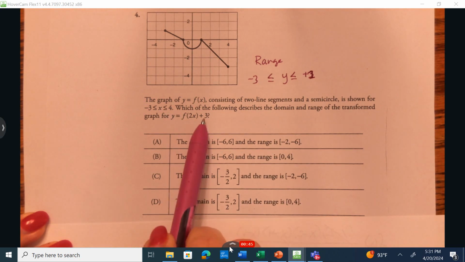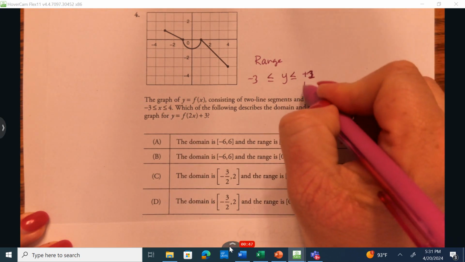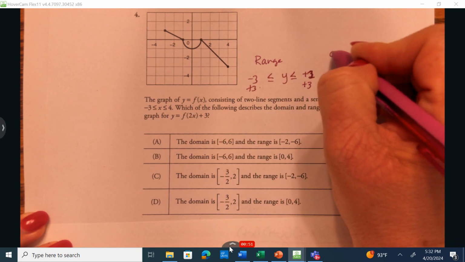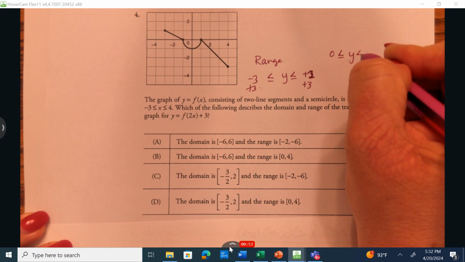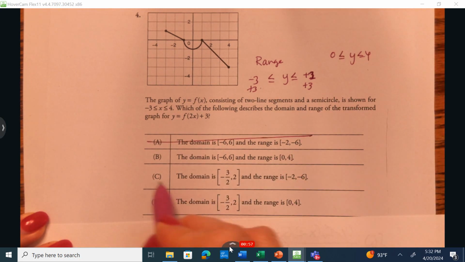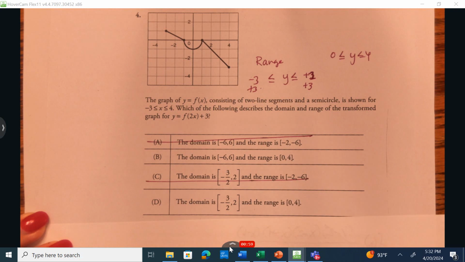Now we're going to shift all of these points up 3, so I'm going to add 3 here and add 3 here. That means 0 is now going to be the lowest y value, and the highest y value is going to bump up to 4. That allows me to cancel out A and cancel out C based on the range.